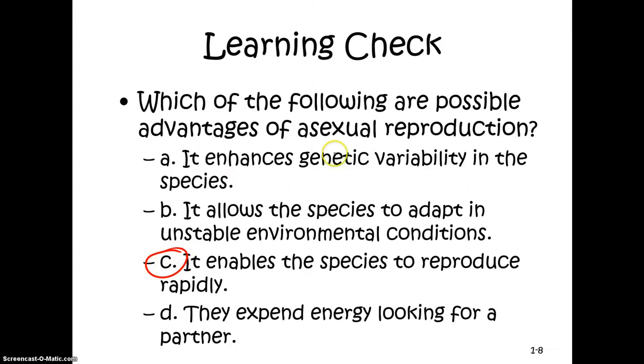So, it enhances genetic variability in the species? No, because we're looking at asexual reproduction. The advantage is not genetic variability. That's a disadvantage for asexual reproduction. B, it allows the species to adapt in unstable environmental conditions? No, because if it kills one, it kills all of them. C, that's the correct answer. D, they expend energy looking for a partner? They don't need a partner because it's asexual reproduction. Okay, and that will conclude the notes for asexual and sexual reproduction.